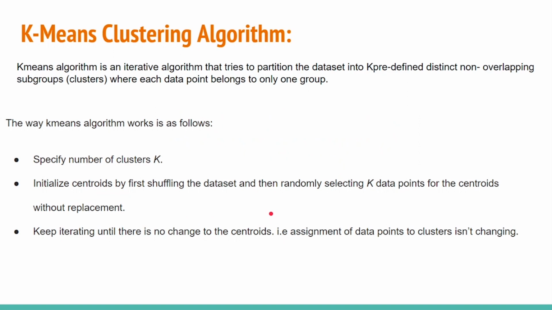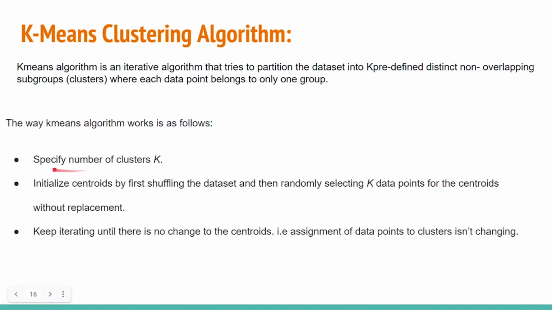So what is K-means clustering? Well, it is a clustering algorithm whose main goal is to find the groups in the data. The number of groups or clusters is represented by k. The algorithm then runs iteratively to assign each data point to one of the k groups based on the features that are already provided. So the way the K-means algorithm works is like this.